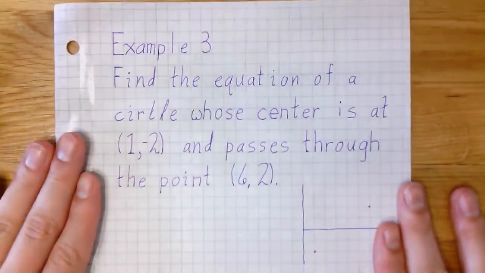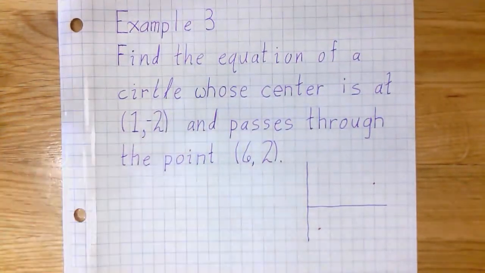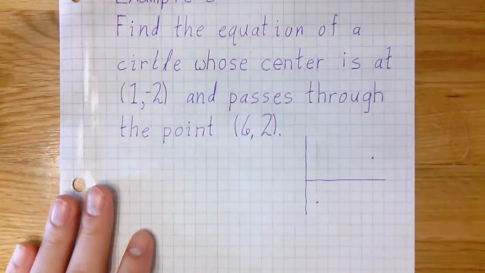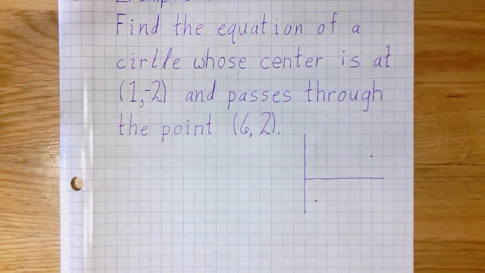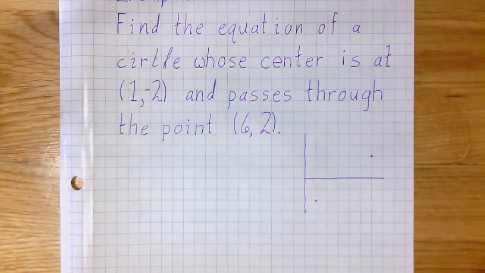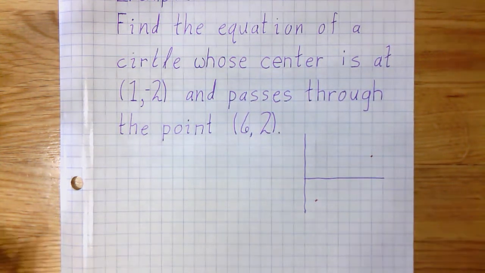Okay. Find the equation of a circle whose center is at (1, -2) and passes through the point (6, 2). I tried to make this a really nice problem, and then I realized that I don't remember Pythagorean triple triangles, right? So we're going to get a really nasty number for our radius, but this is honors, so put on your big boy underwear and you'll be fine.